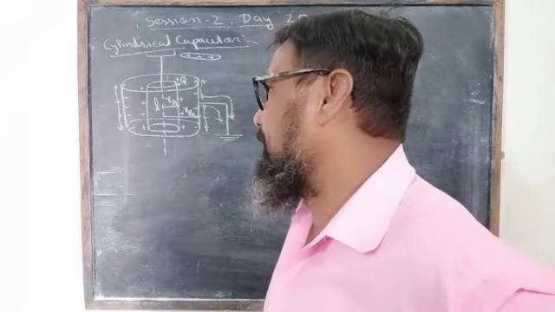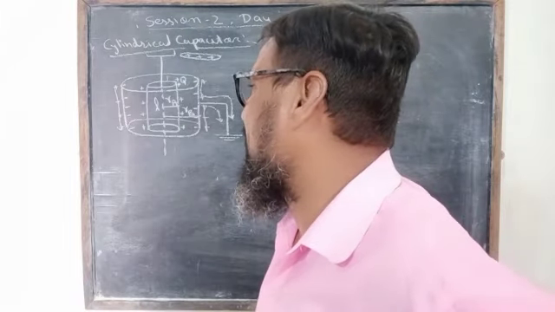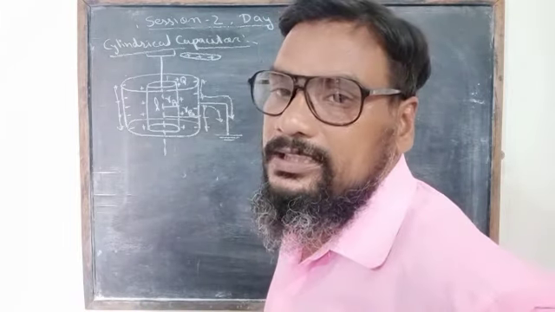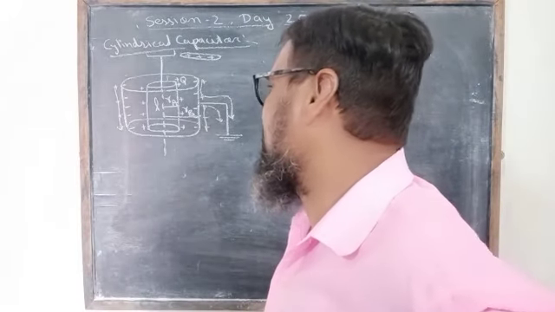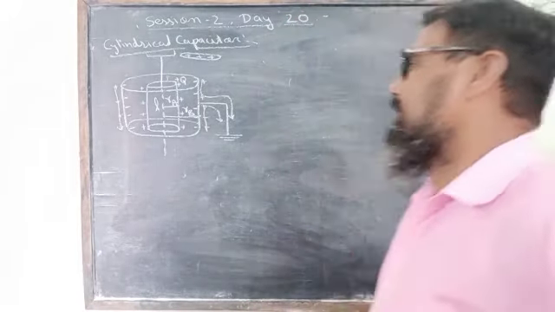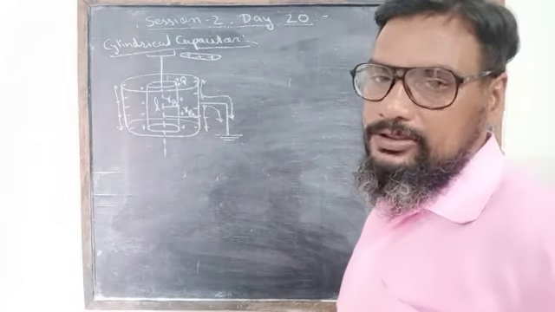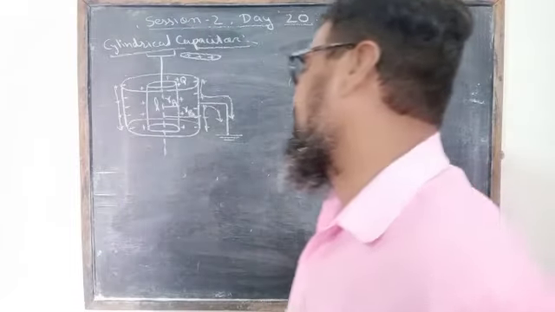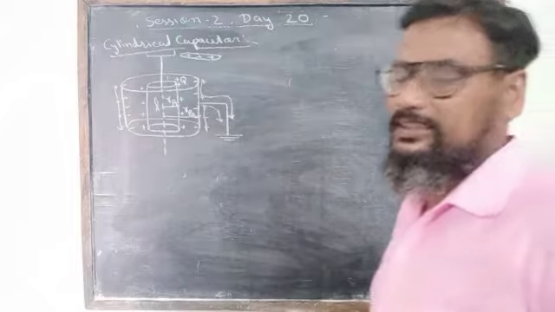Now by the process of induction, minus Q and plus Q charges are induced at the outer cylinder, and when an earthing is provided to the cylinder, the positive charge on the outer surface of the outer cylinder goes to the earth and minus Q charge remains at the inner surface of the cylinder.